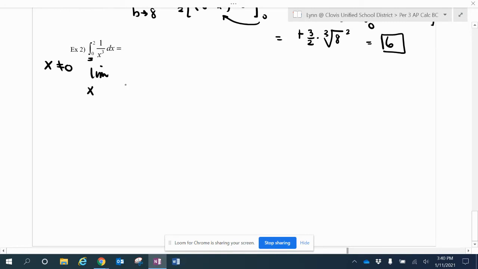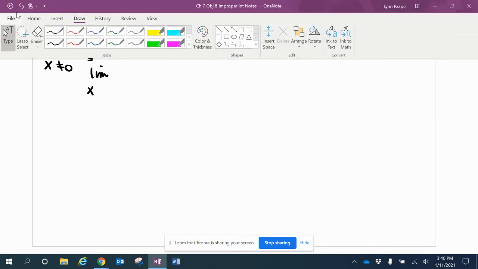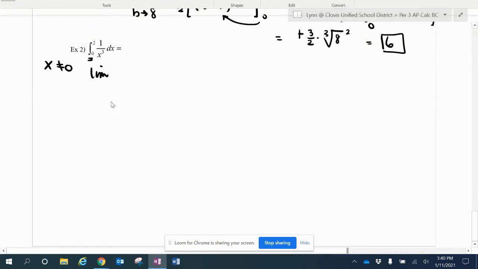So the limit, gracious, I'm not on my A game. On my B minus game right now. Okay, so the limit as a approaches 0, not infinity, from a to 2, and then I'm going to rewrite that as x to the negative 3 dx. Okay, so then from here, this is nice because that's just power rule, so let's go ahead and do that. Nothing fancy here.